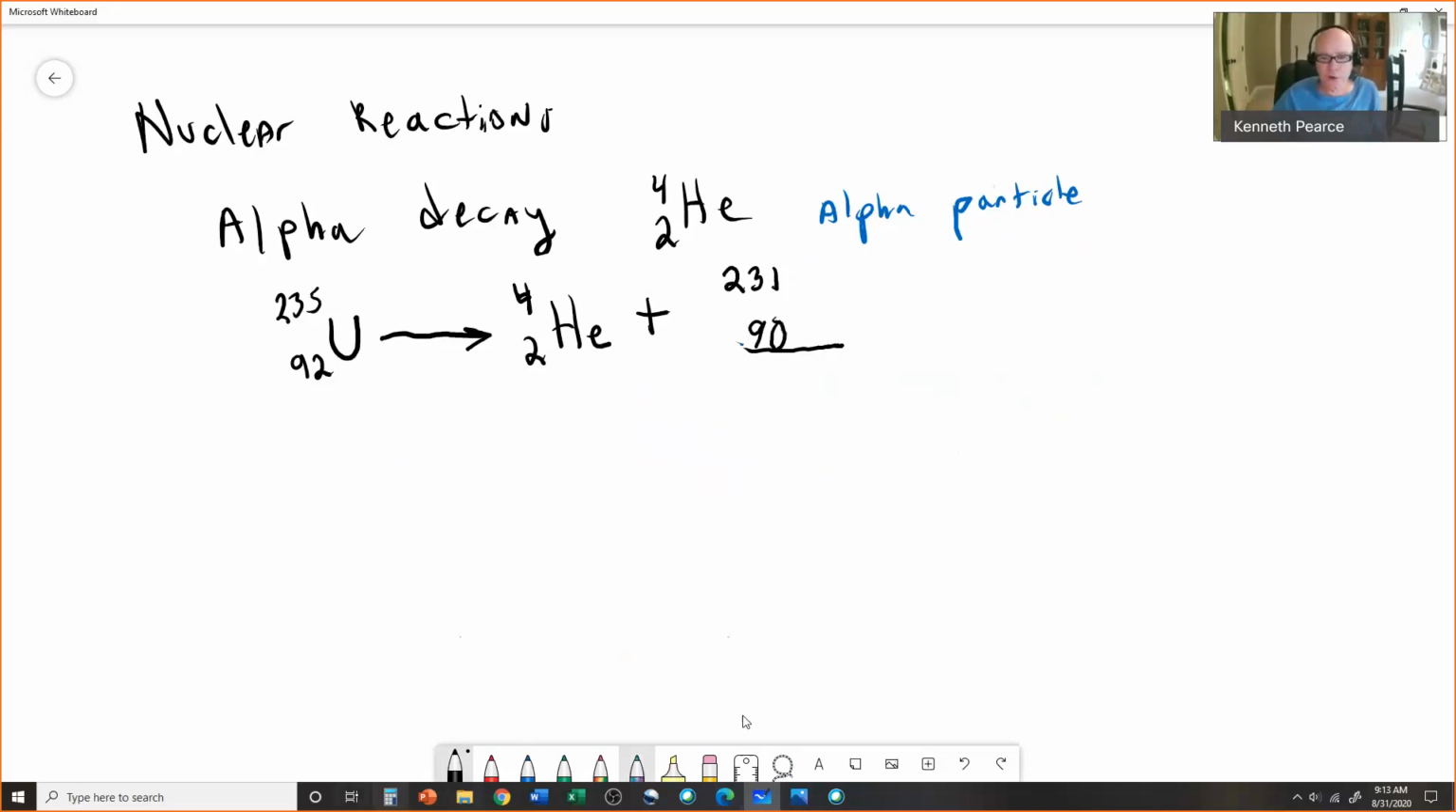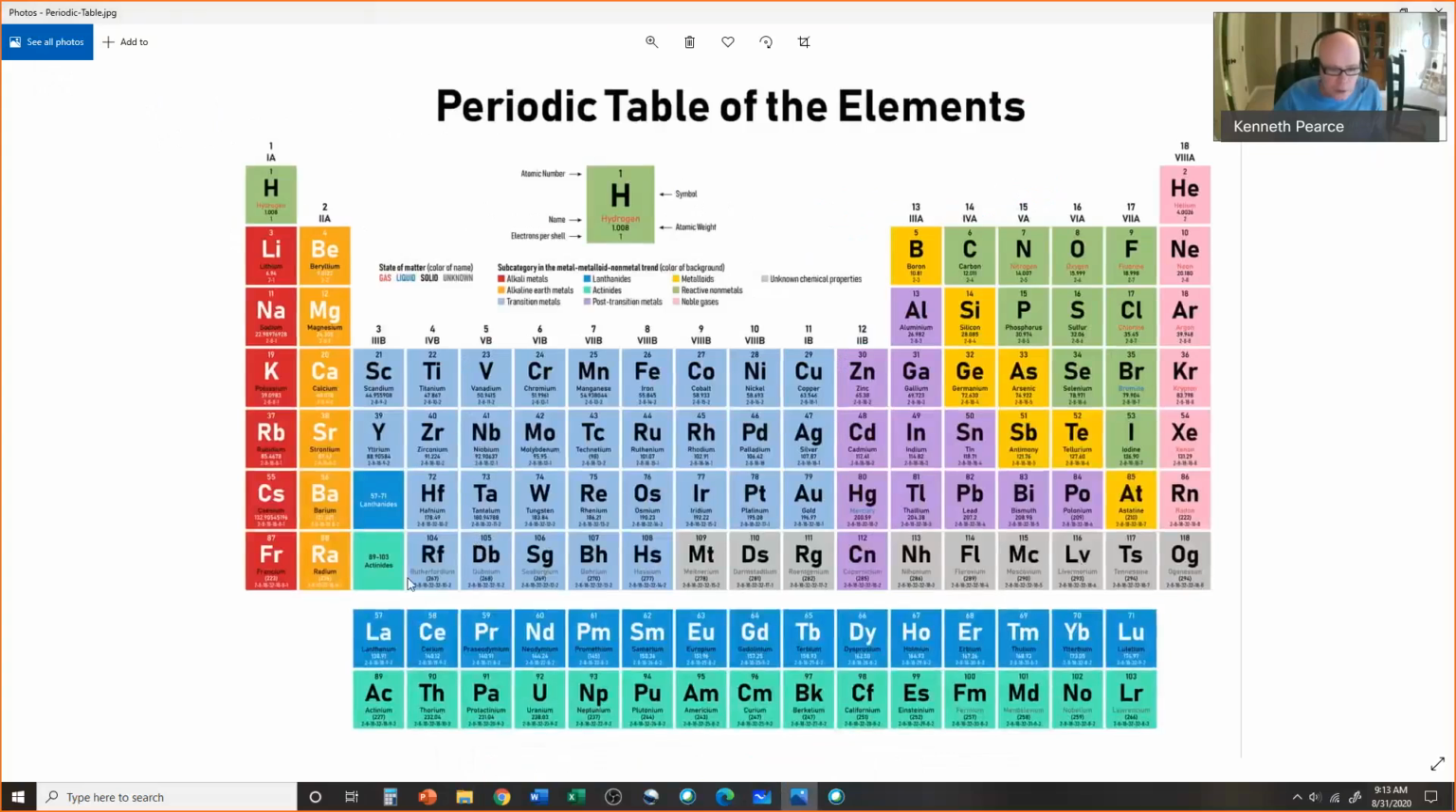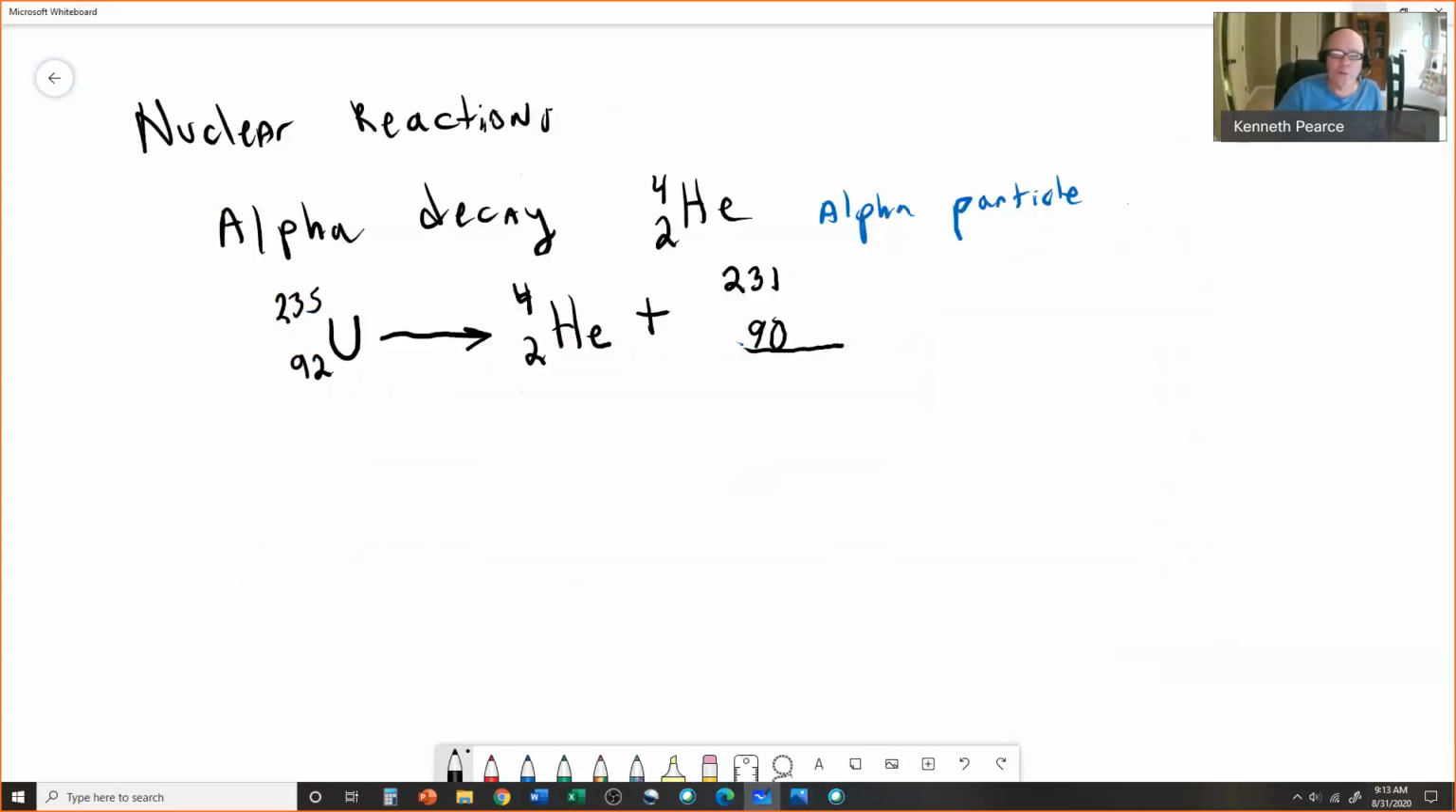Now we have to look at the periodic table and find element number 90. Where is 90? If you look down on the bottom left, you'll see Th, which is element number 90, and that's thorium. So the product of alpha decay of uranium-235 is thorium-231.